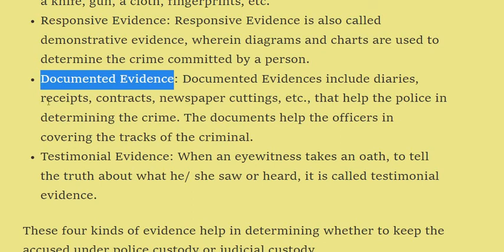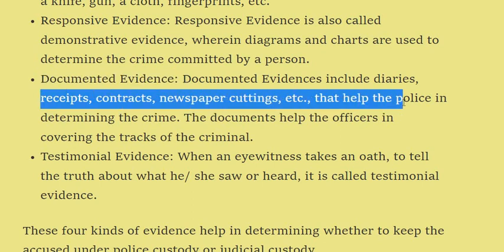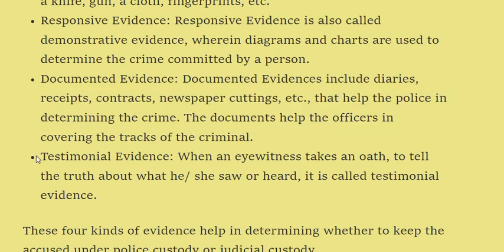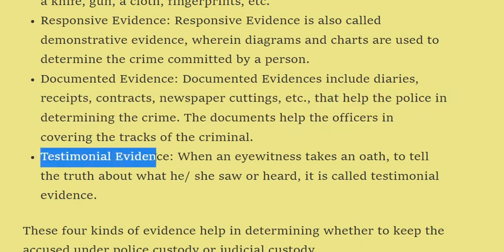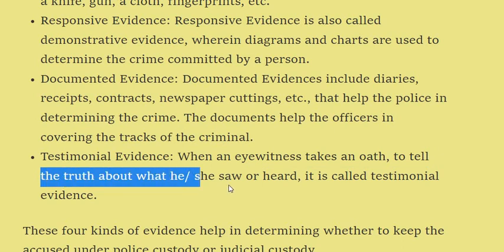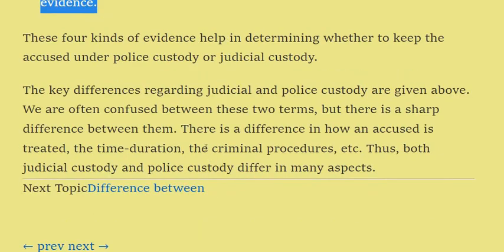Documented evidence. Documented evidences include diaries, receipts, contracts, newspaper cuttings, etc., that help the police in determining the crime. The documents help the officers in covering the tracks of the criminal. Testimonial evidence. When an eyewitness takes an oath to tell the truth about what he/she saw or heard, it is called testimonial evidence. These 4 kinds of evidence help in determining whether to keep the accused under police custody or judicial custody.